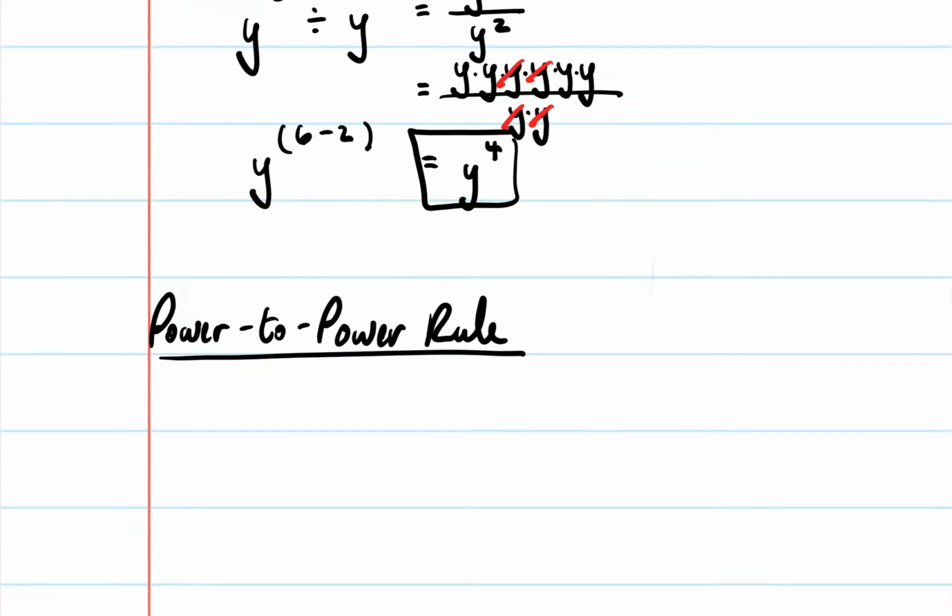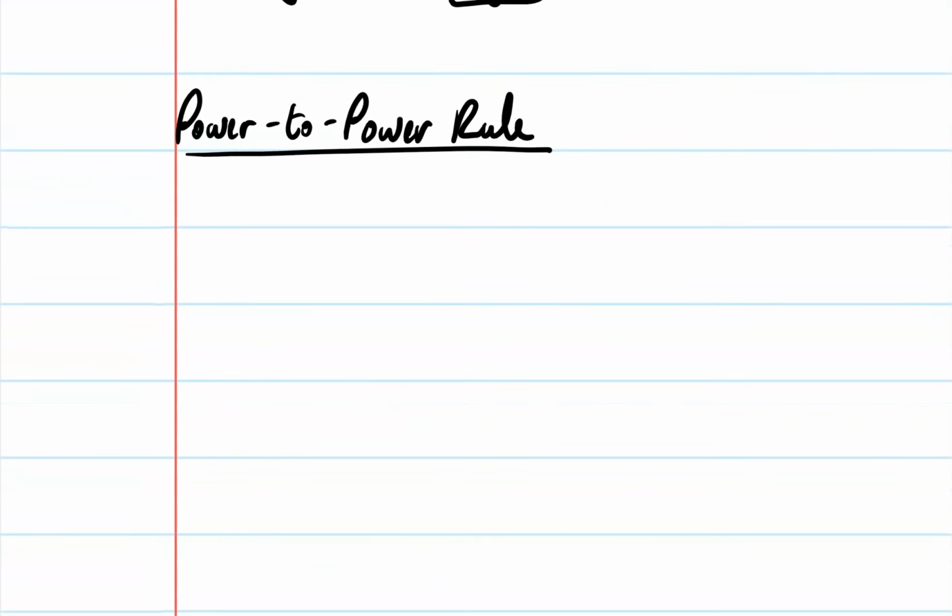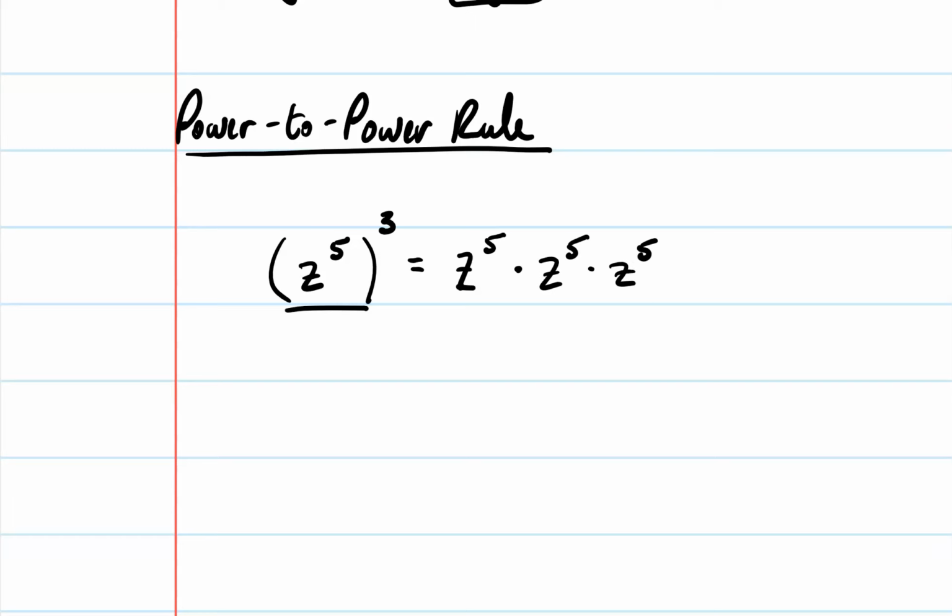So our next example is the power to a power rule. This one takes an exponent and raises it to another exponent. So the base of our exponent is going to have a base and an exponent itself. We might call this z to the 5th power. So there's our base. That base is being raised to a power of, let's say, 3. In factored form, we take this base, z to the 5th power, and multiply it by another z to the 5th power, and z to the 5th power one more time.